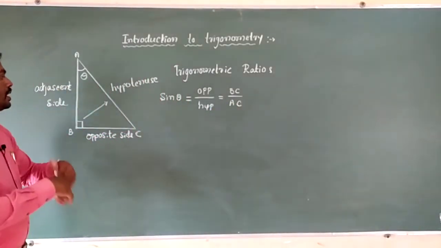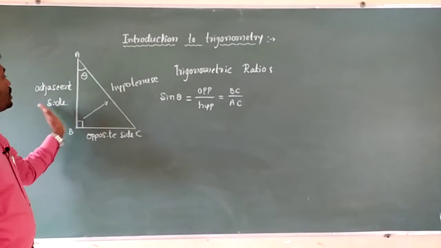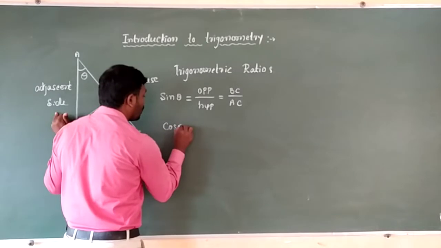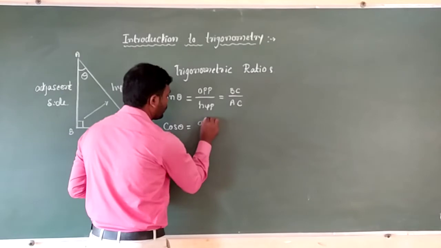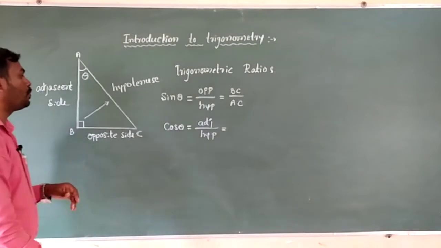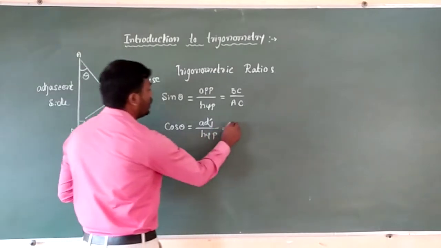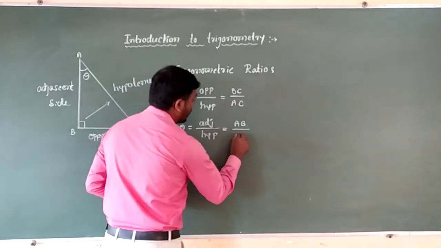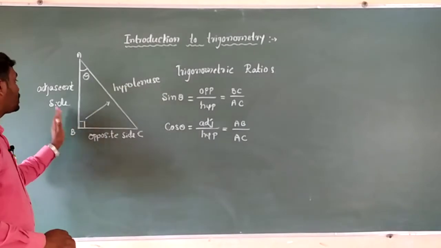Similarly, we can write the next ratio. The ratio between the adjacent side and the hypotenuse is given the name cos theta. So cos theta is adjacent by hypotenuse. Adjacent is AB divided by hypotenuse, which is again AC.